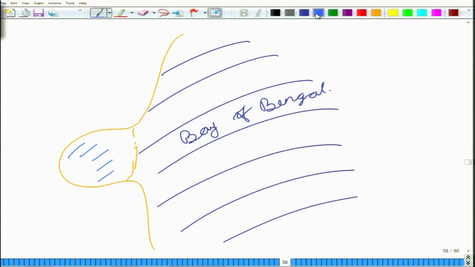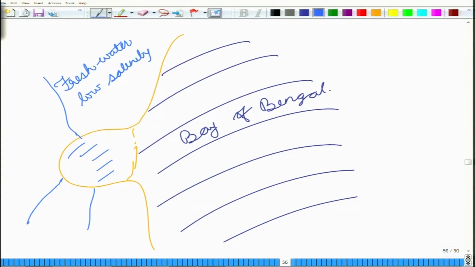Now, the lagoon is drained by a number of rivers. These rivers are bringing in fresh water or a low salinity water. In the case of the Bay of Bengal, you have high salinity. So, you have saline water here.